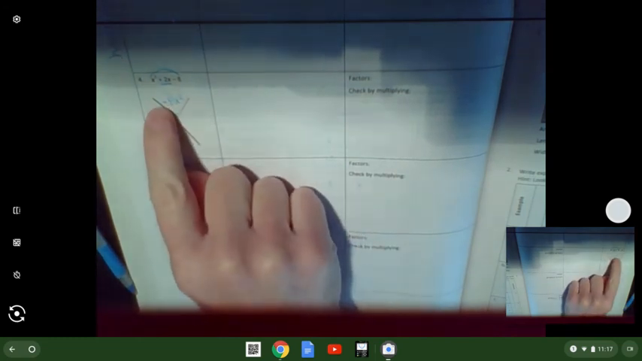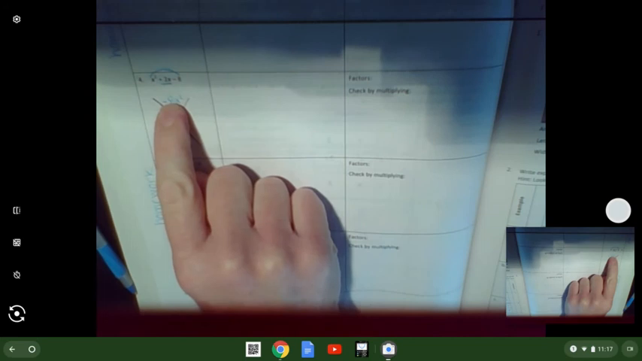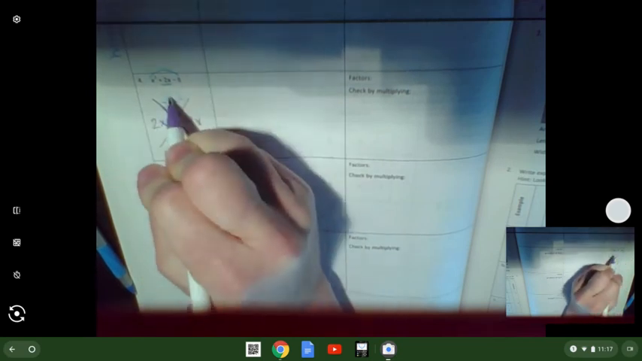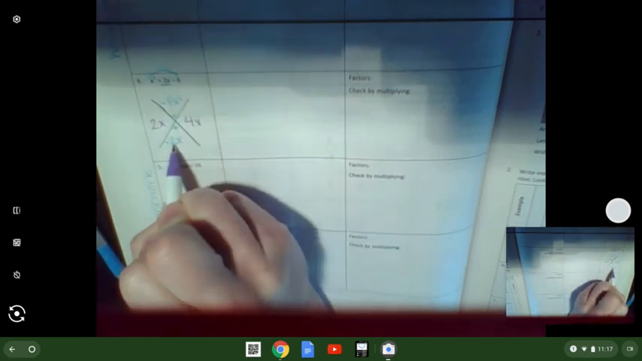Okay, so I'm going to think of things that multiply to 8. I'm going to ignore the negative right now. 1 times 8 or 2 times 4. But the pair that's most likely going to give me a 2x is going to be the 2x times 4x, because again, 2 times 4 is 8, and 2 and 4 are 2 apart.